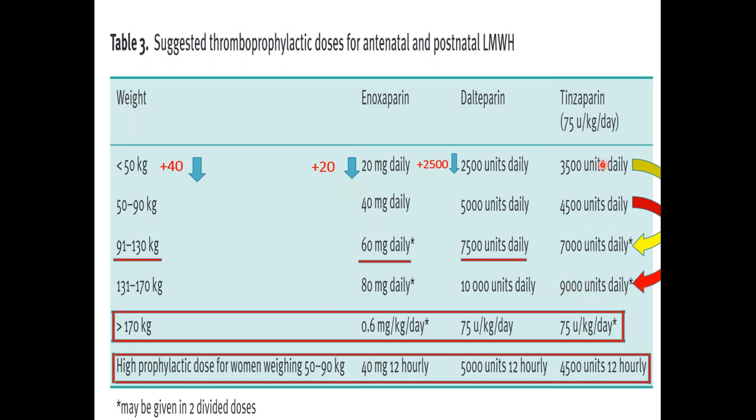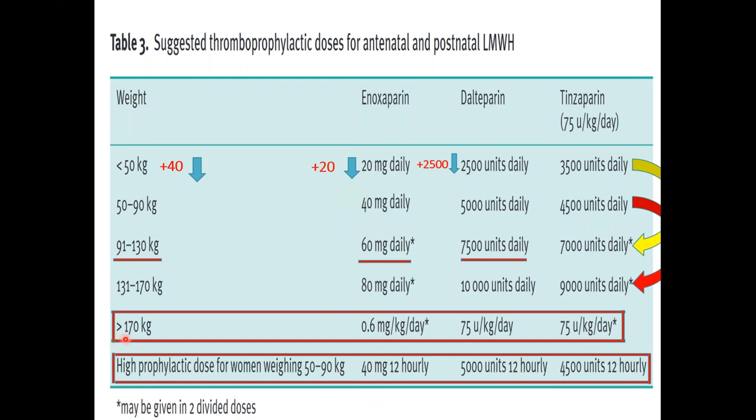So remember this: here we add 40, and in case of enoxaparin we add 20 according to the weight, 40, 60, 80. Dalteparin we start with 2,500, 5,000, 7,500, 10,000. Here we double: 3,500 will be doubled in case of 91 to 130, and 5,500 will be doubled in case the weight is 131 to 170 kilogram. Okay, is it clear?